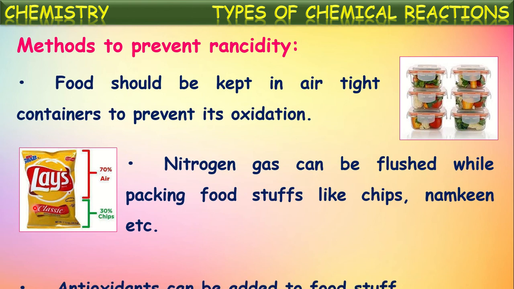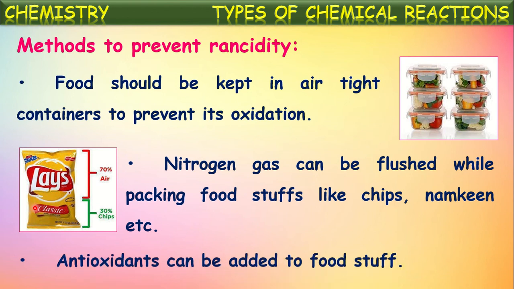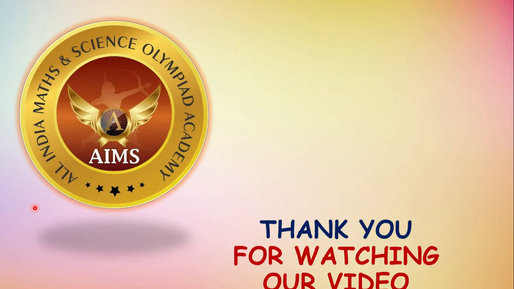Okay. One more: by adding antioxidants to foodstuff, we can reduce the oxidation of food. We can avoid the oxidation of foods by adding antioxidant chemicals to them. So by all these procedures, we can prevent the rancidity of foodstuffs. We can avoid spoiling of those. Okay, that's about oxidation and rancidity.